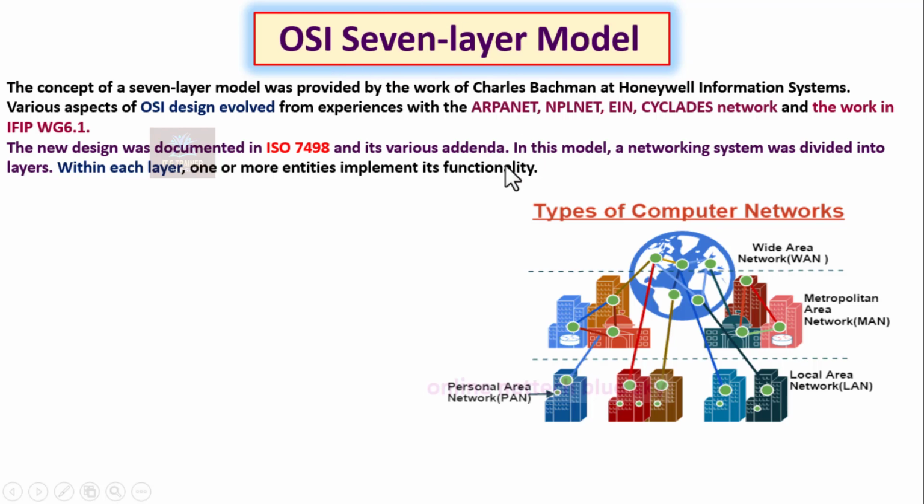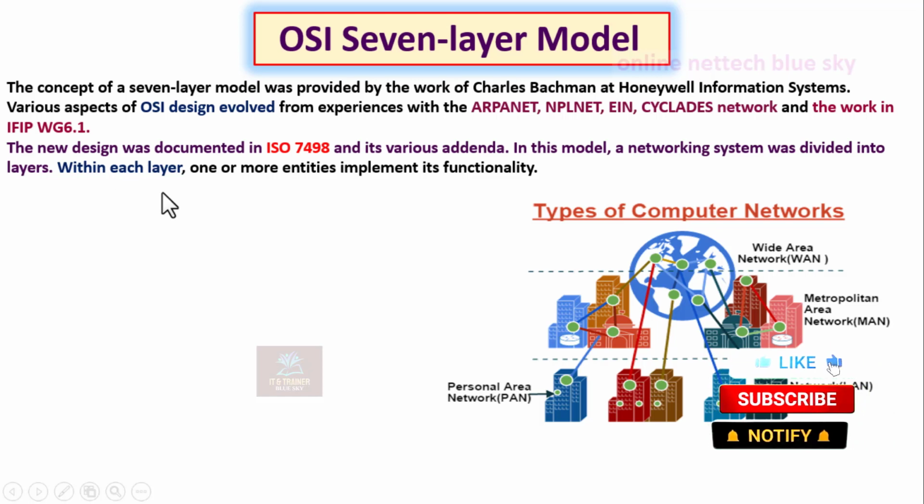In this model, the networking system was divided into layers. Network protocols are important, and sometimes behind the scenes, they are what allow one device to transfer data to another device. Without a protocol, without access to the OSI system, you cannot transfer data.